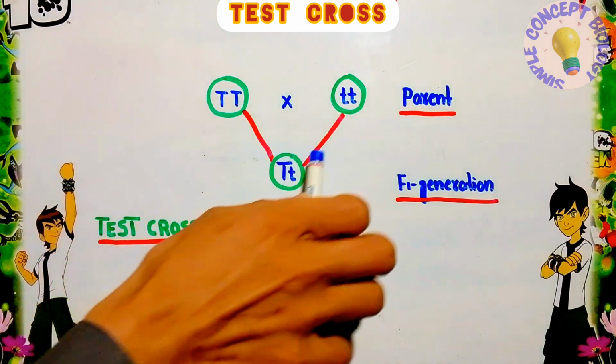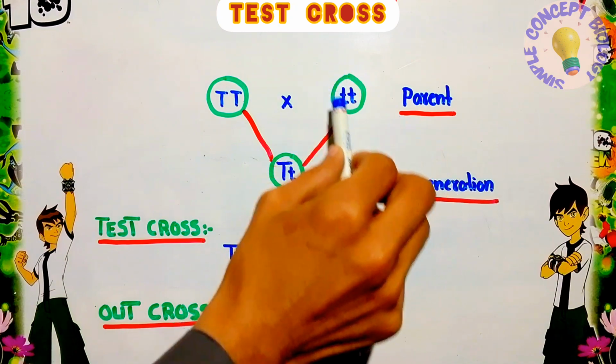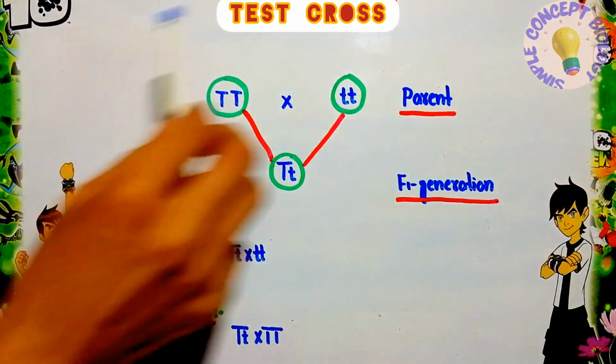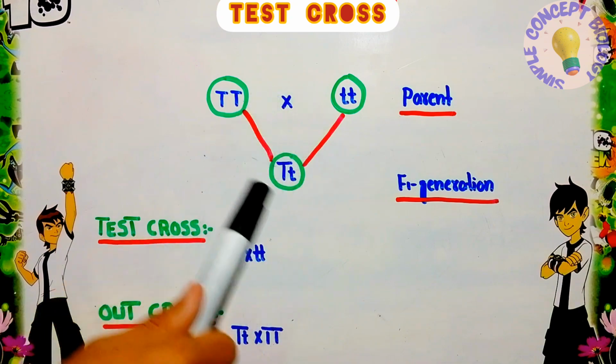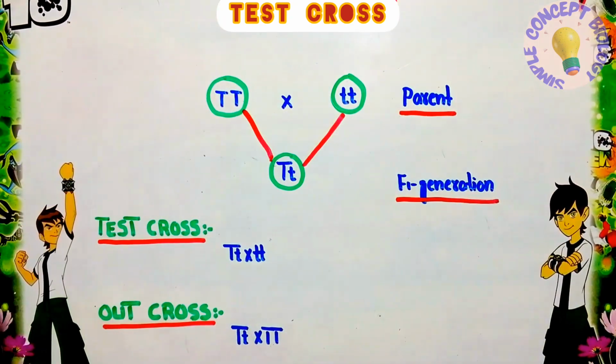If I cross this F1 generation offspring with the recessive parent, that is small t and small t, then we call this a test cross. If we don't know the genotype of the offspring of the F1 generation, if we don't know the cross of these two parents, we will perform this type of test cross.